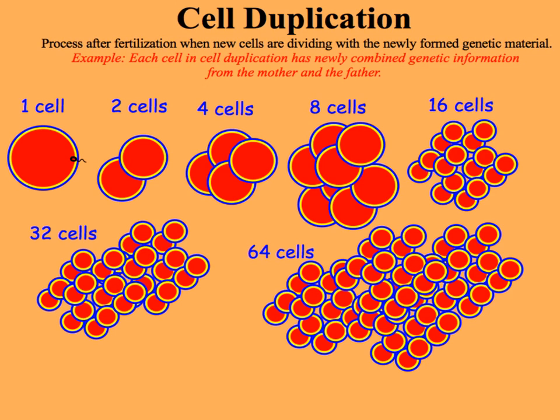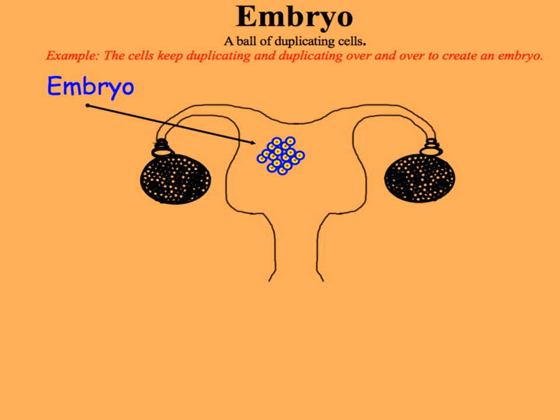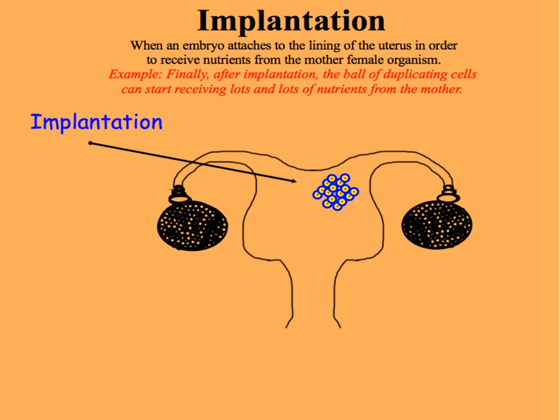The cell duplication is the process after fertilization, when new cells are dividing with the newly formed genetic material. And they have half from the father and half from the mother. So this ball of duplicating cells for the first 8 weeks is called an embryo. And implantation is when the embryo attaches to the lining of the uterus.